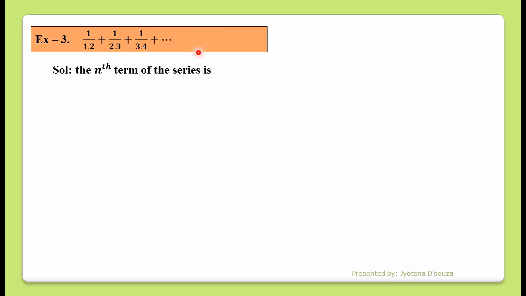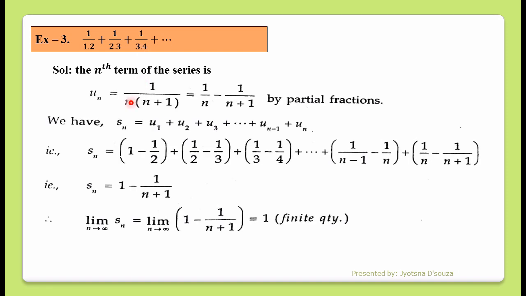Up to n. Similarly, if I see the second number of u1, here it is 2. It is nothing but the previous number, to which you just add 1. So here it is 3, the previous number plus 1. In this way we can conclude that our un is nothing but 1 by n into n plus 1. This 1 by n into n plus 1 can also be written as 1 by n minus 1 by n plus 1, by partial fractions.